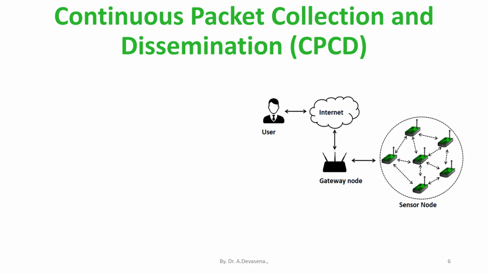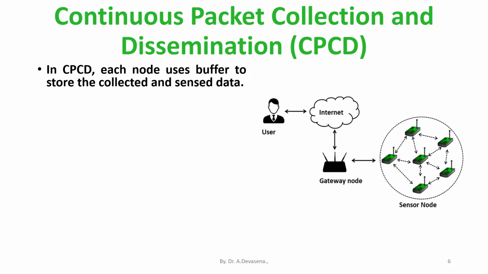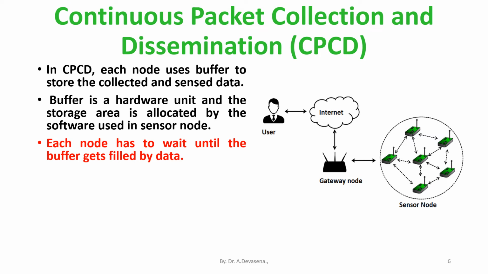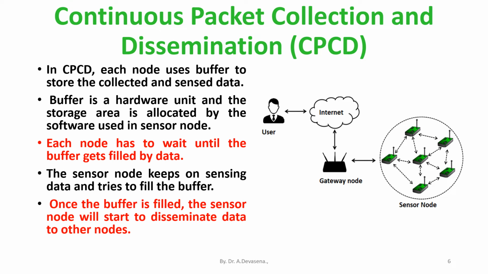Continuous packet collection and dissemination (CPCD). In CPCD, each node uses a buffer to store the collected and sensed data. Buffer is a hardware unit and the storage area is allocated by the software used in the sensor node. Each node has to wait until the buffer gets filled with data. The sensor node keeps on sensing data and tries to fill the buffer. Once the buffer is filled, the sensor node will start to disseminate data to other nodes.